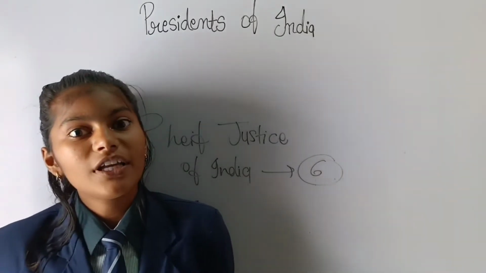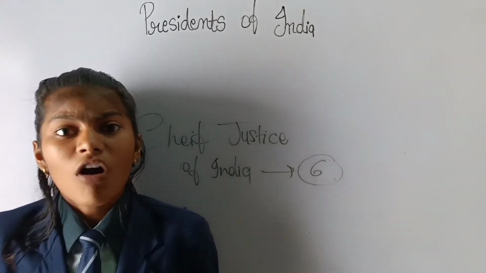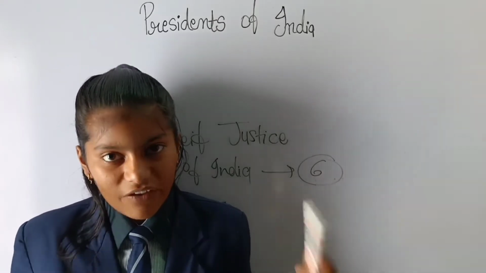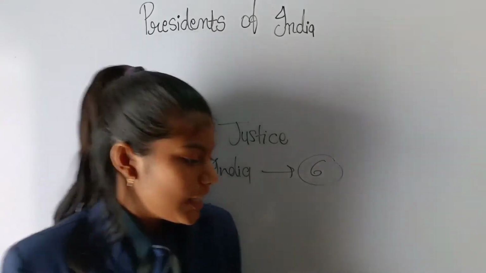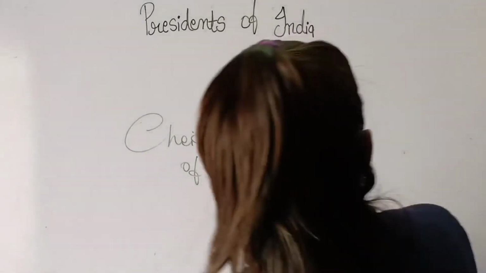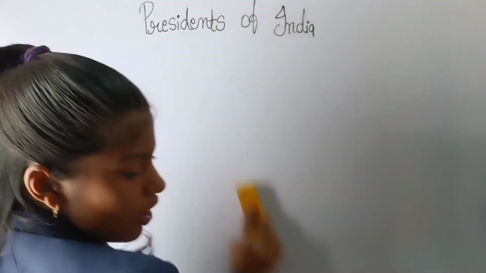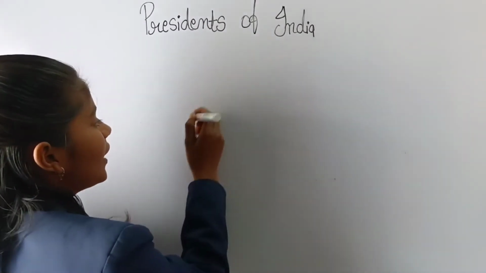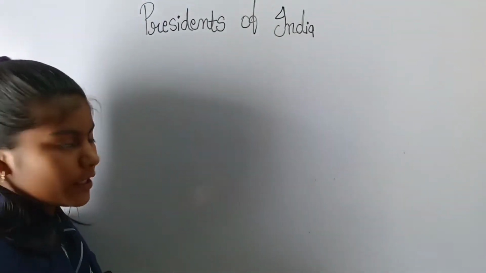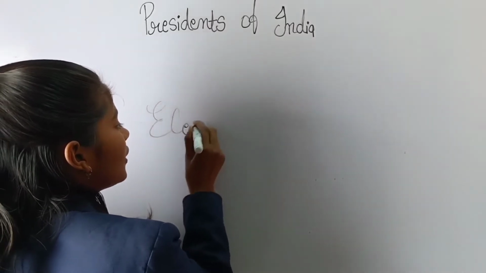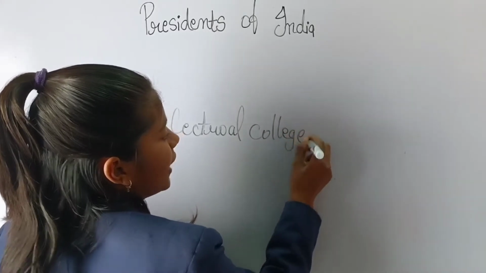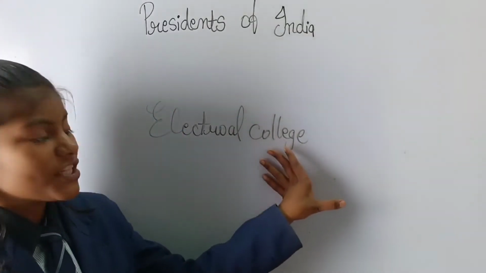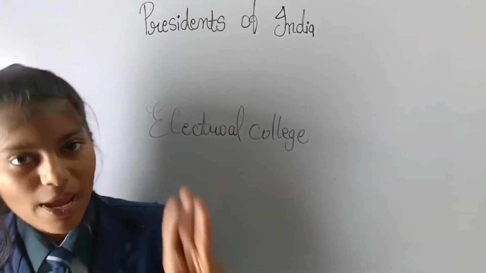Now let's talk about the election of president. As we know, people never elect a president by direct voting, right? So the president is actually elected by the electoral college. Now what is the electoral college? Let's talk about that part. So the president of India is elected by the electoral college. Now the electoral college actually consists of 3 members.